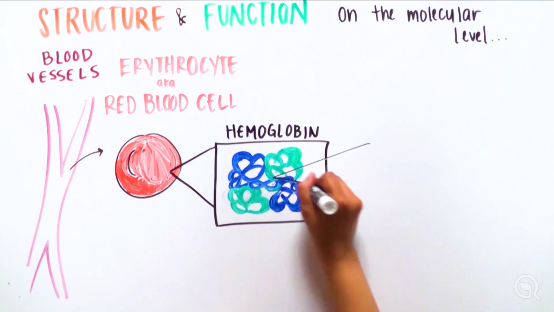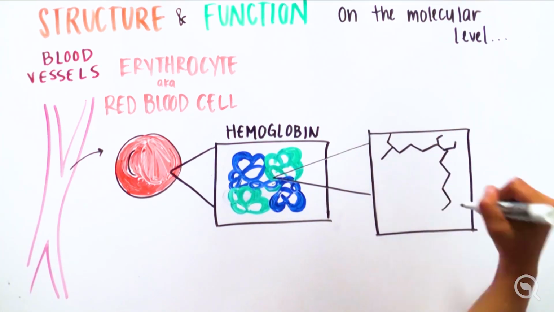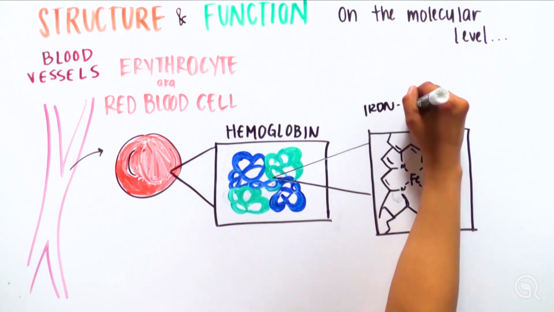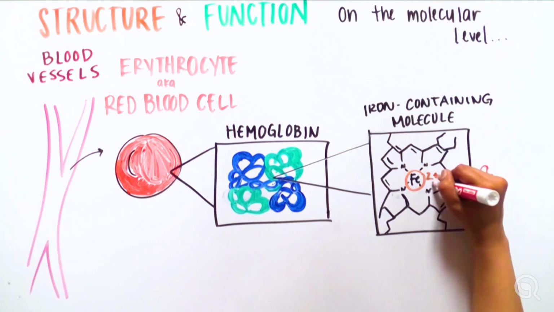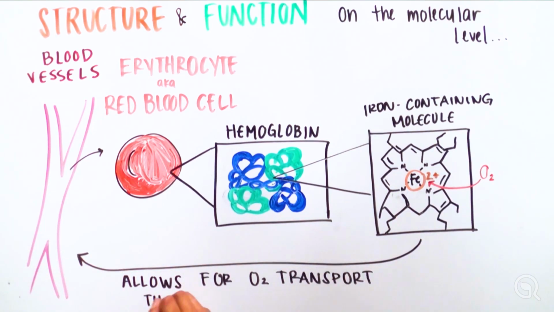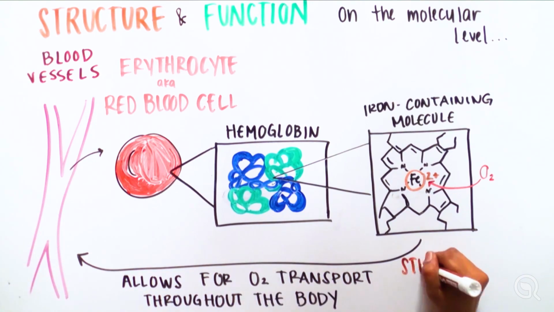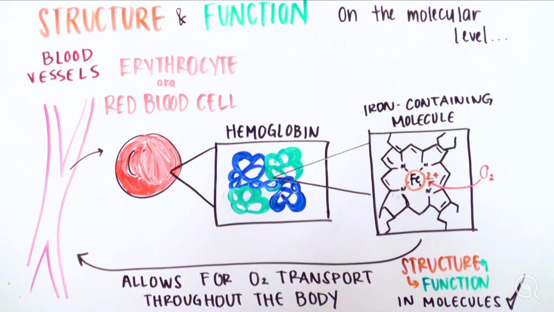In the center of each polypeptide is a positively charged iron-containing compound. For each iron-containing compound, a negatively charged oxygen binds to the positively charged iron, and this allows for the transport of oxygen in the blood throughout the body. Structure determines function in molecules like hemoglobin.